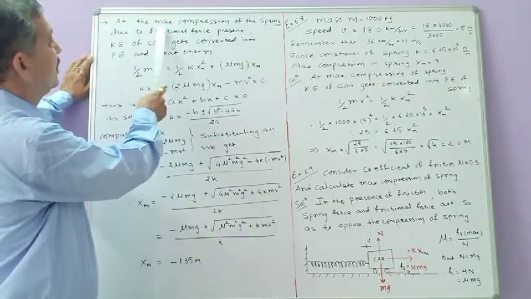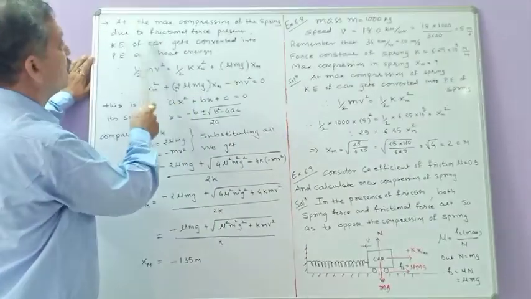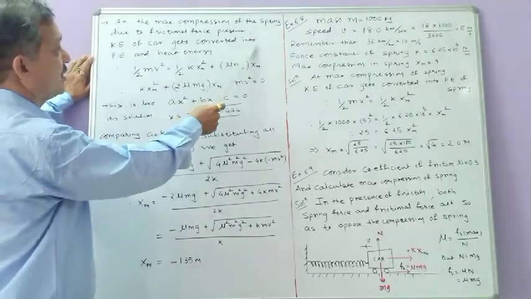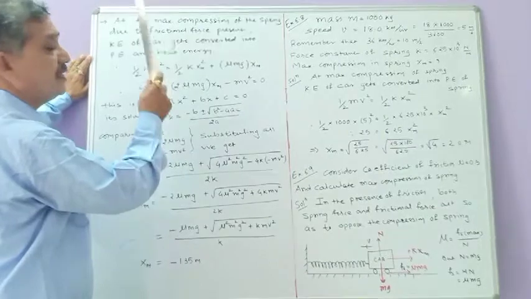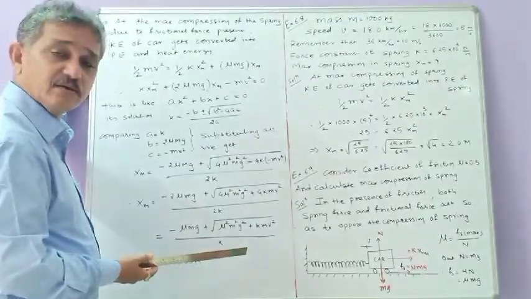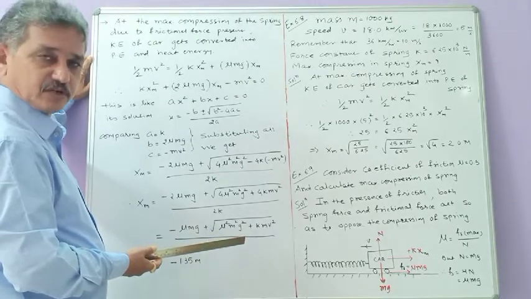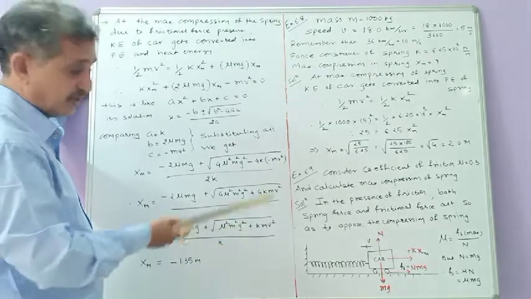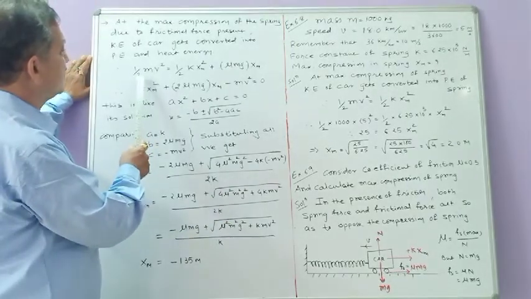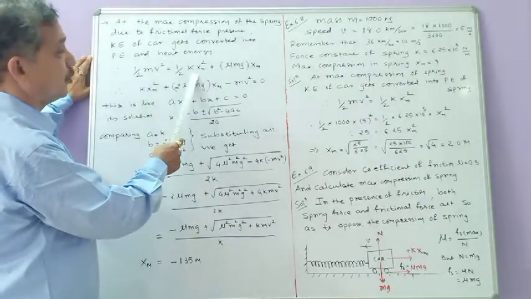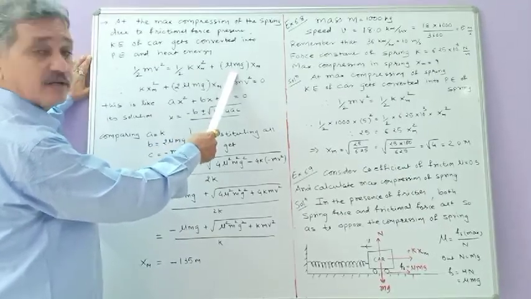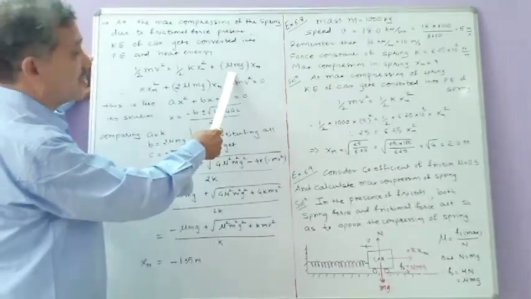So remember, at the maximum compression of the spring, due to the frictional force present, the kinetic energy of the car gets converted into potential energy and heat energy. And heat energy is nothing but work done by the frictional forces against the motion of the car. That's why kinetic energy equals potential energy plus this heat energy, and heat energy equals the work done by the frictional force against the motion of the car.